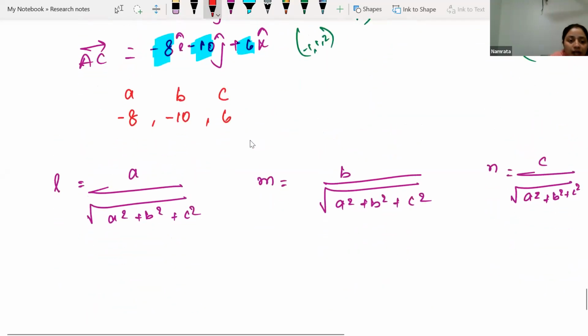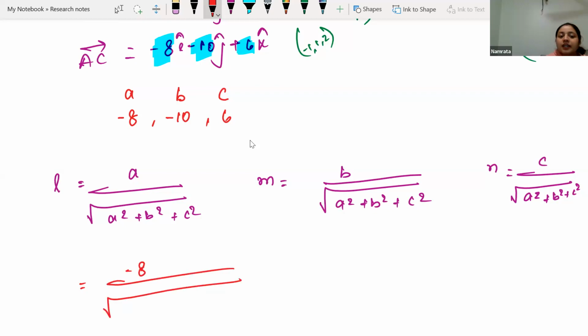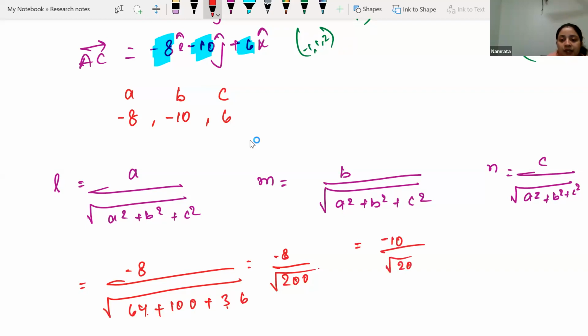Let's do it quickly. One calculation we will do for L, and directly we will get M and N. So here we have negative 8 over the square root of A squared, that is negative 8 squared, 64, B squared, that means 100, and C squared, that means 36. So 64 plus 36 is 100, plus 100, 200. So negative 8 by root 200. M will be negative 10 by root 200 and N will be 6 over root 200.